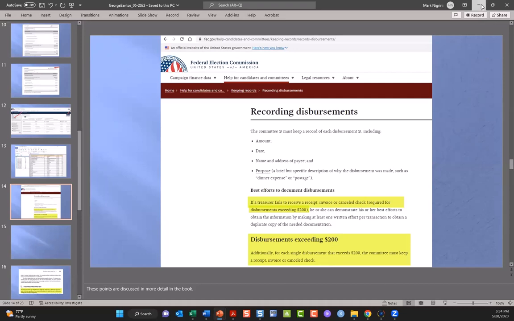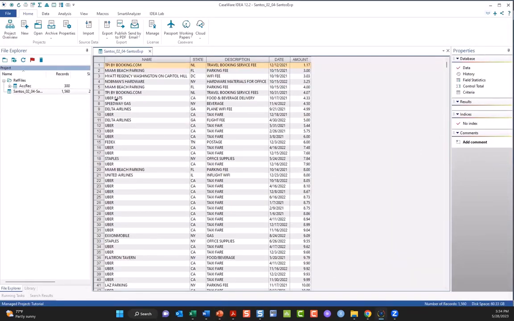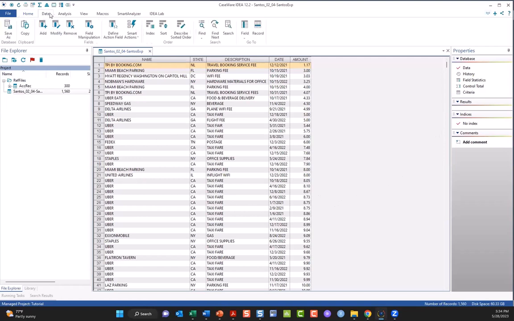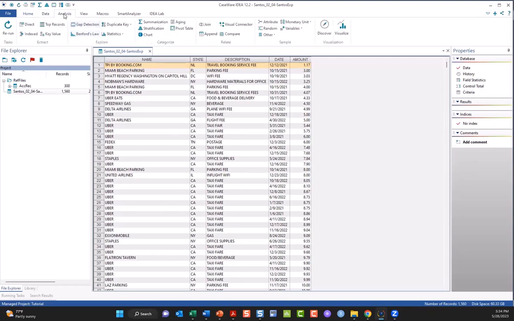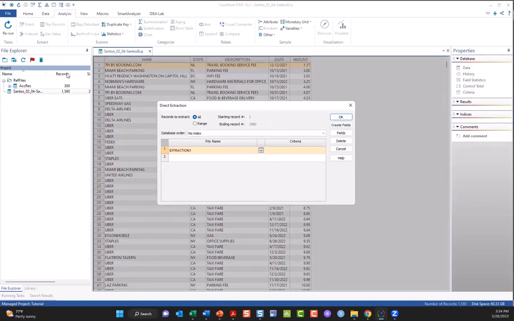Well, let's go have a closer look at George. I'm now going to go to Analysis, Extract. It's going to be a direct extract. Records to extract, all. The file name is going to be, what should we call this file name here? We'll do voucher required. We'll go into the calculator over here, and it's opened it up on the next page. There we go.